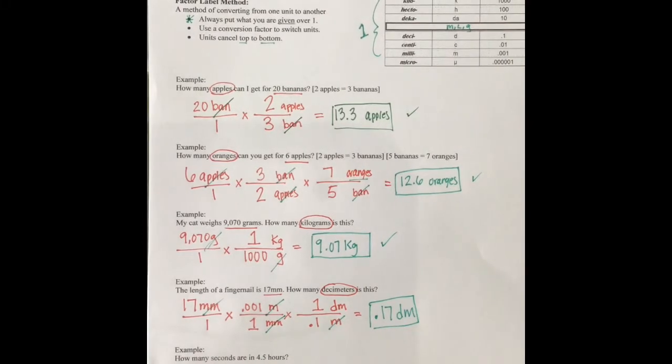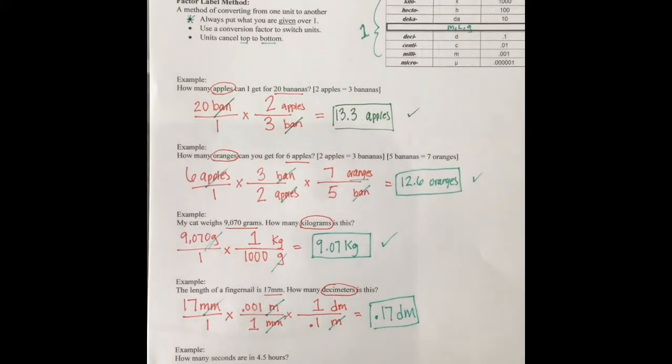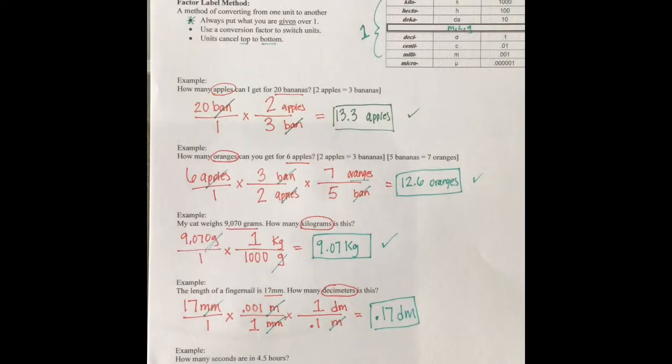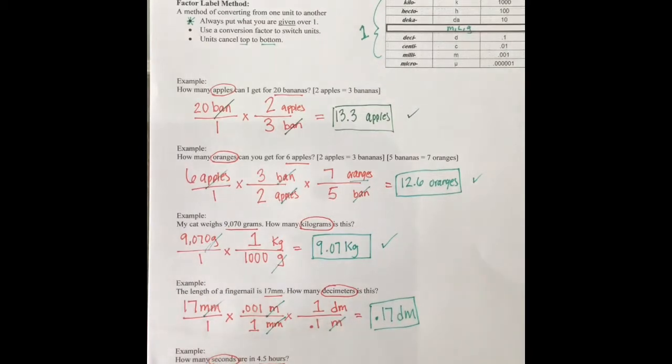Okay, the last problem says how many seconds are in 4.5 hours? Okay, I want you to take a couple minutes to work this problem out on your own. When you think you have it, press play. You can pause it for a few seconds to try to work it out and see if you really have the hang of this factor label stuff.